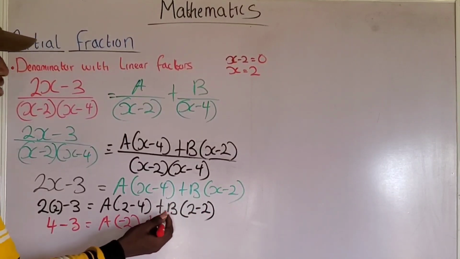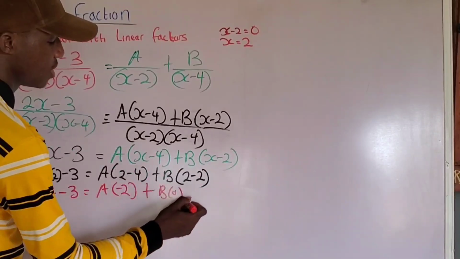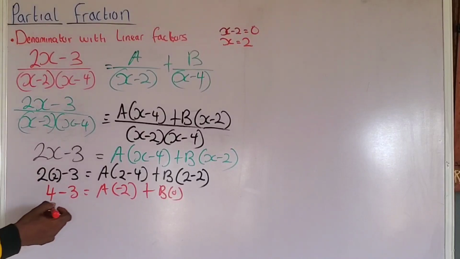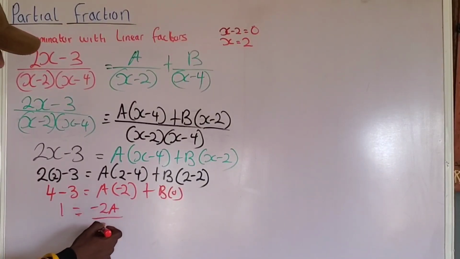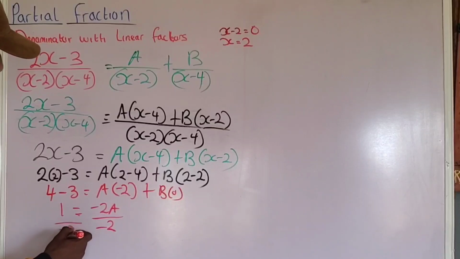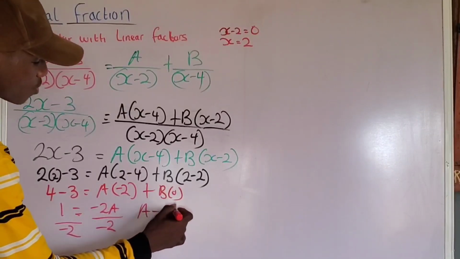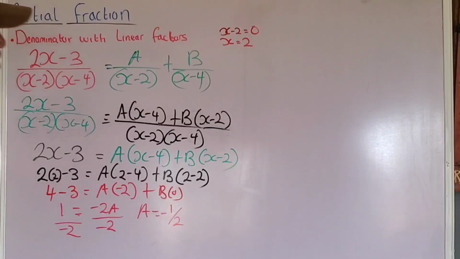2 minus 2, that is 0. So I'm going to have b multiplied by 0. b times 0 is 0. So I'm going to have 1 is equal to minus 2a. So divide both sides by minus 2 to get the value of a. This over minus 2, this over minus 2. a is equal to minus 1 over 2. Okay, that is the value of a.